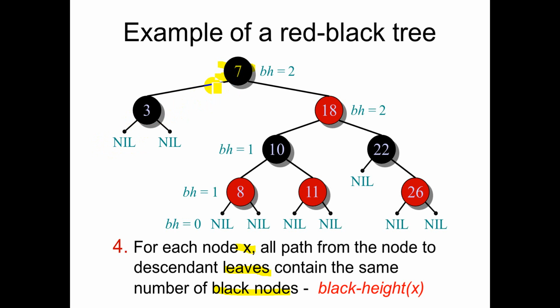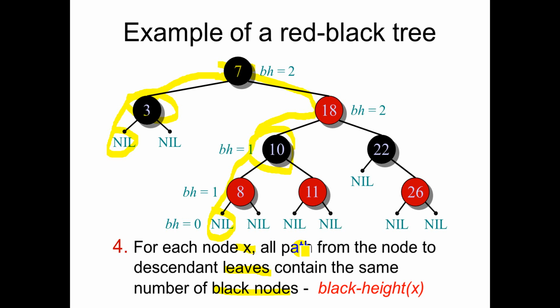Node 7 contains 2 black nodes. We can move in this way: one is nil, another one is 3. Now if you move in this way, through 18, 10, 8 and nil, you can see in this path also you have 2 black nodes. So for each node x, all paths from the node to descendant leaves contain the same number of black nodes. This is property 4.